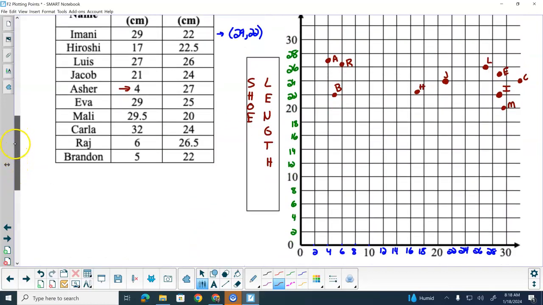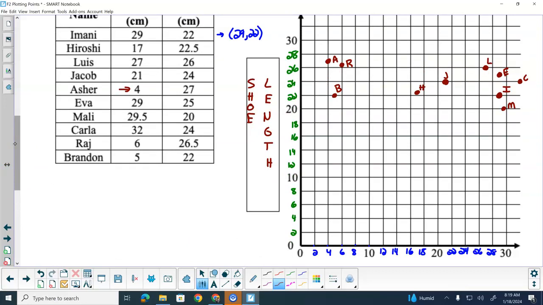Follow-up question to that one that's not on there: who has the longest hair? Why? She's got the biggest number from the chart, or she's the farthest point out there. Yep. Okay.